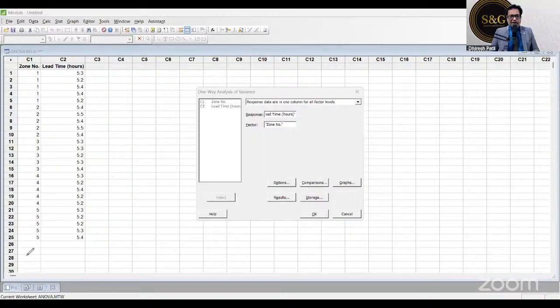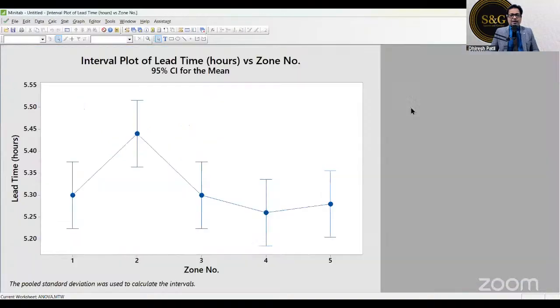So now we are comparing 5 means with each other. Let's click on OK. And there is a graph in front of us. Everybody got this graph? Can you read this graph for me? What is the inference of this graph?